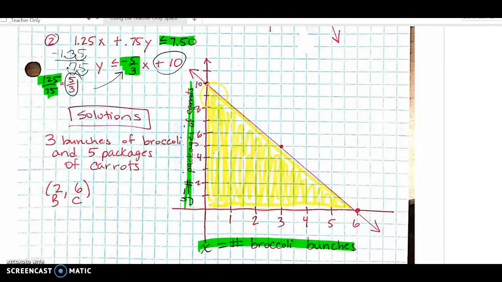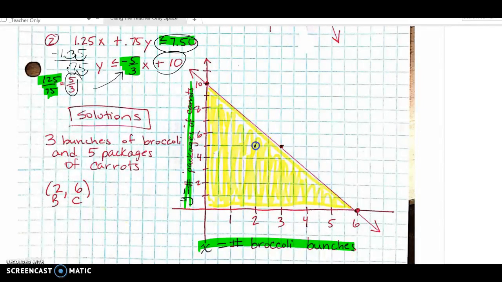So you can see that anything in the highlighted area would be a solution, or because we could spend exactly 7.5, we would have a solid line, and anything on the line would be solutions. So she could have bought 3 packages of broccoli and 5 packages of carrots. That would be a reasonable solution.